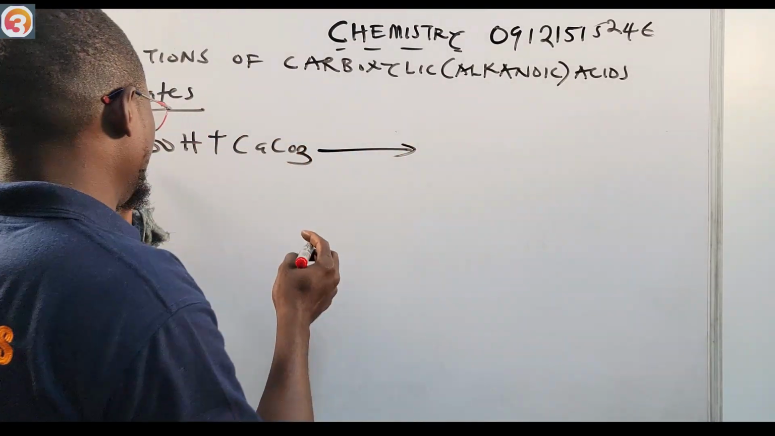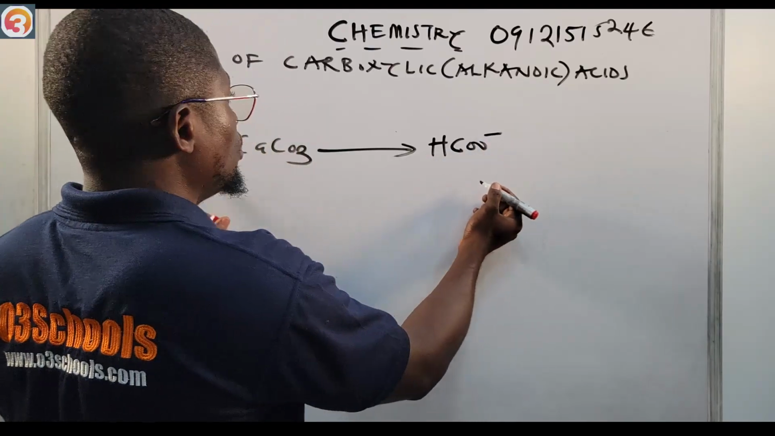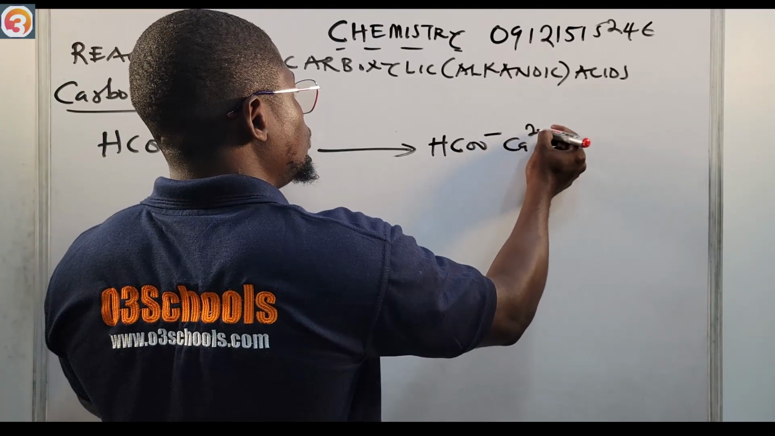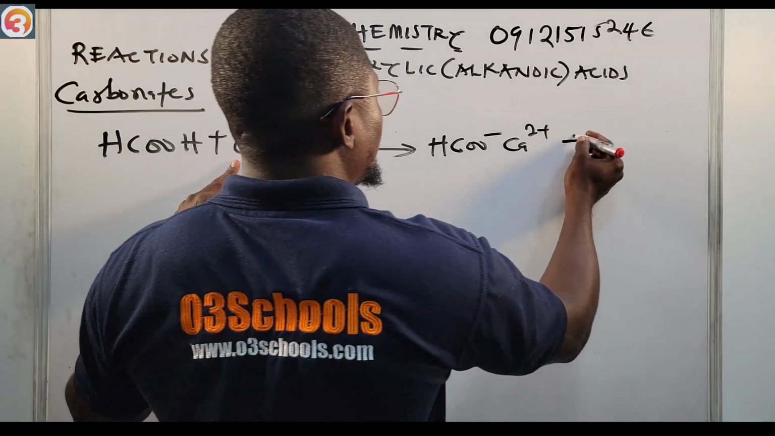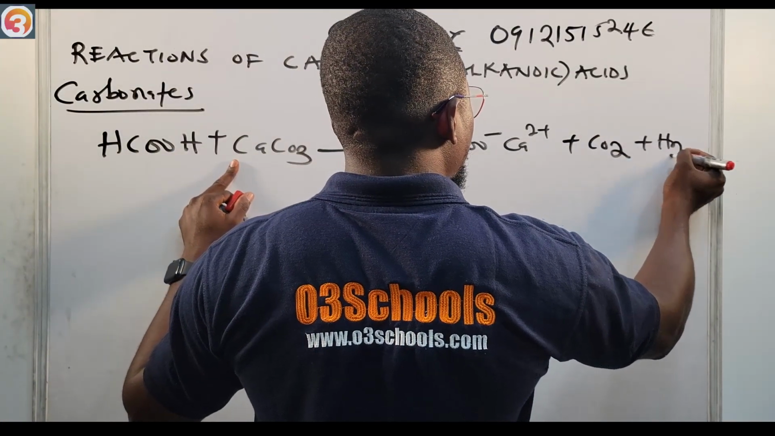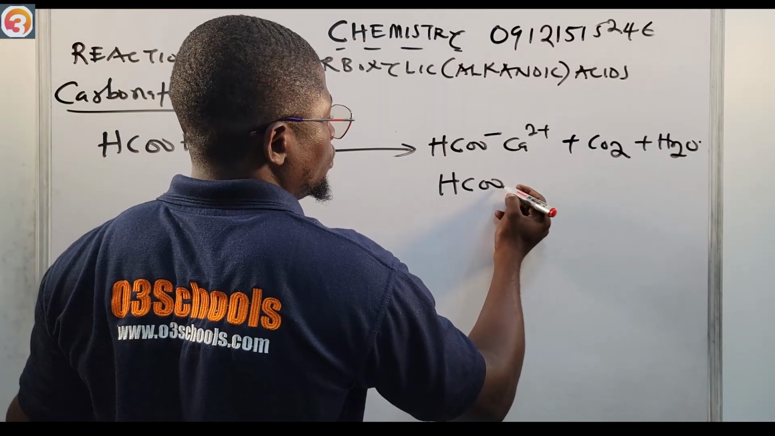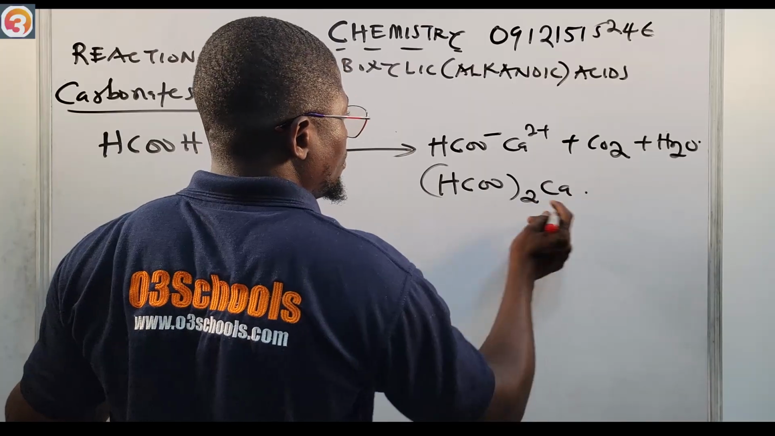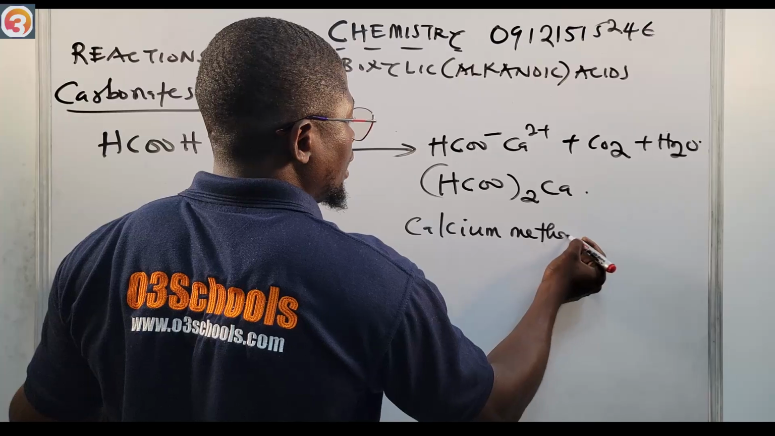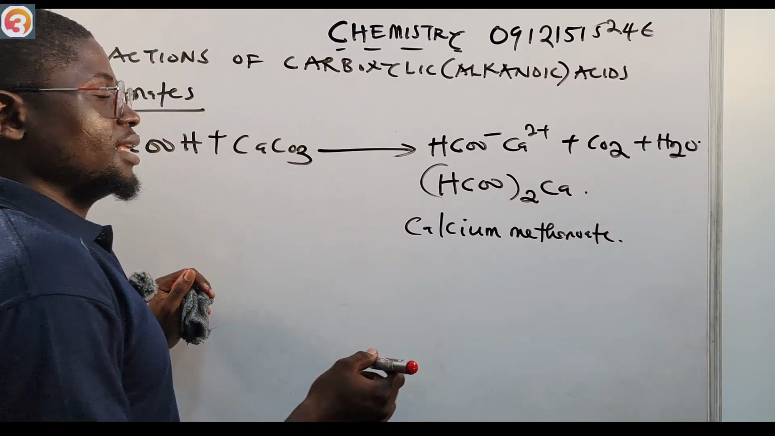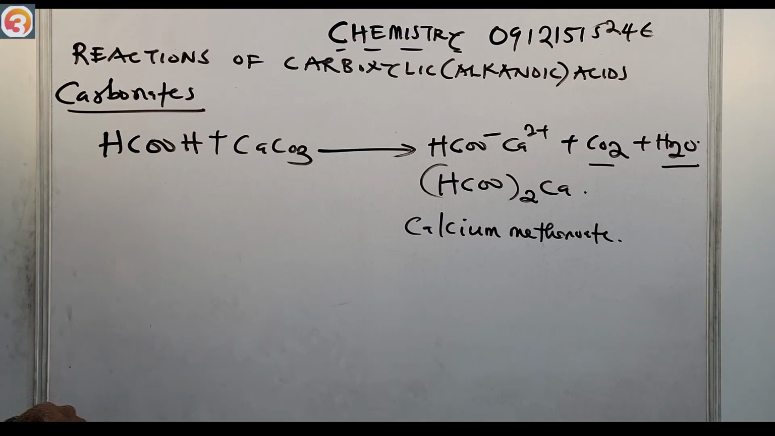So this will dissociate to give HCOO minus, then Ca2 plus, then of course plus CO2, then plus H2O. You can also write this as HCOO twice to Ca. What do we call this one? We call it calcium methanoate. Of course, this is carbon dioxide, and this is water. We can have more examples, but this is enough.